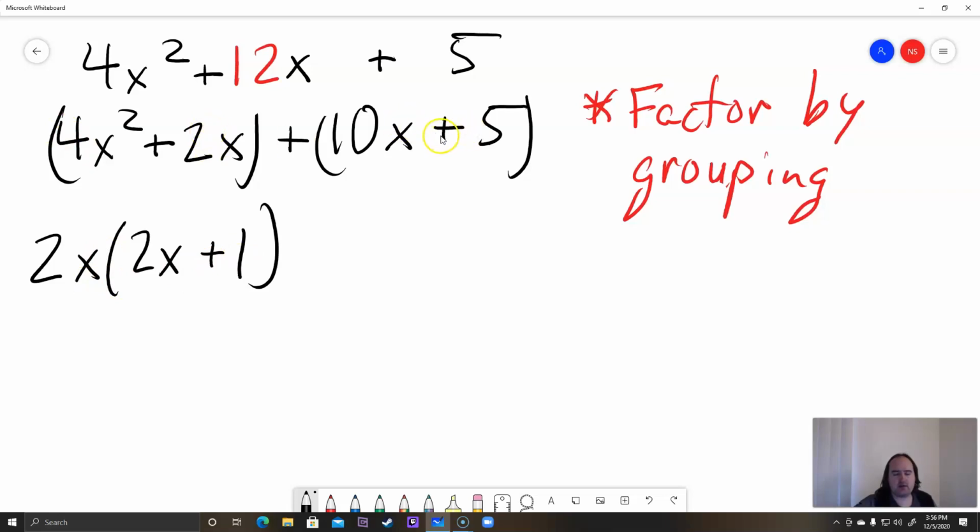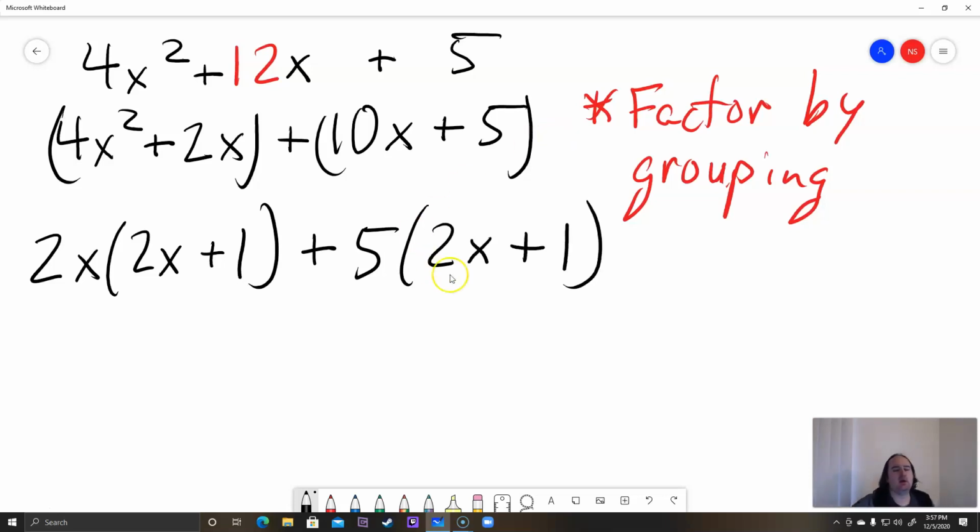And then from the second group, the GCF here is going to be 5, because we know the biggest number that goes into both 5 and 10x is 5. So we factor out a 5 from the second group, and we're going to be left with 2x plus 1. And you can check to see if you did that right, because here 5 times 2x is 10x, and 5 times 1 is 5. So we're good.